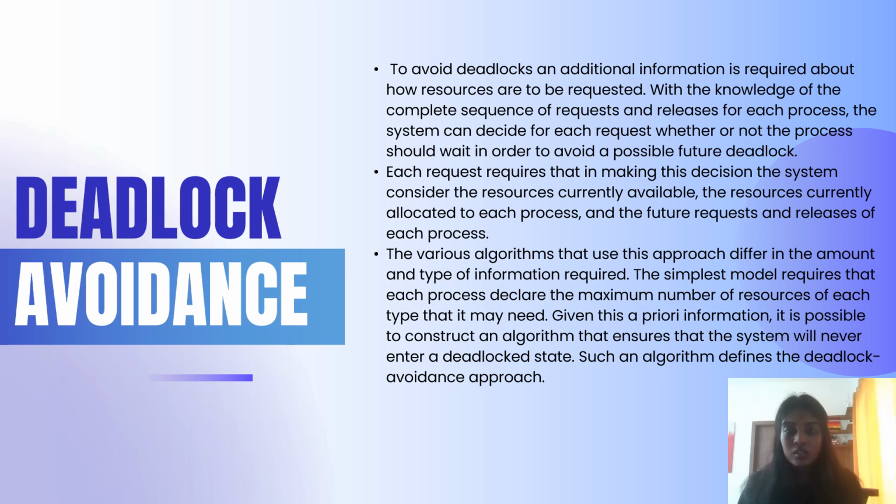The various algorithms that use this approach differ in the amount and type of information required. The simplest model requires that each process declares the maximum number of resources of each type that it may need. Given this prior information, it is possible to construct an algorithm that ensures that a system will never enter a deadlocked state. Such an algorithm defines the deadlock avoidance approach.